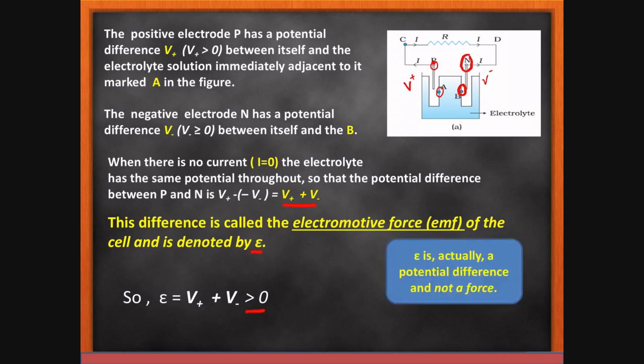So E is actually a potential difference, it is not a force. The term force is given by history only. When this term was coined, there was no knowledge of potential difference. That's why people still call this maximum potential difference an electromotive force. So its unit is volt.